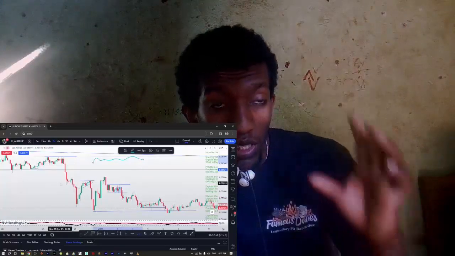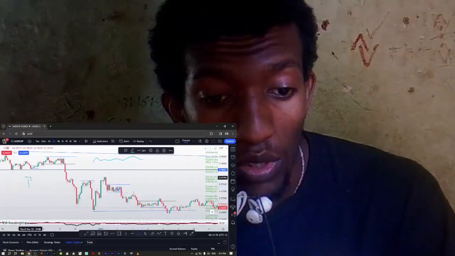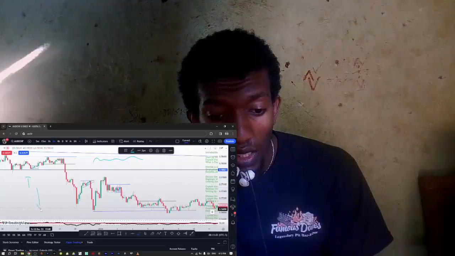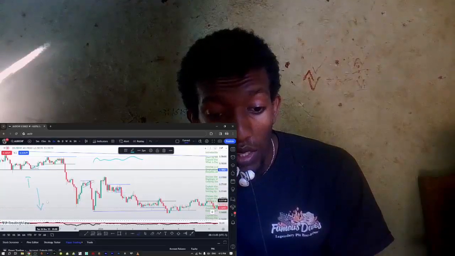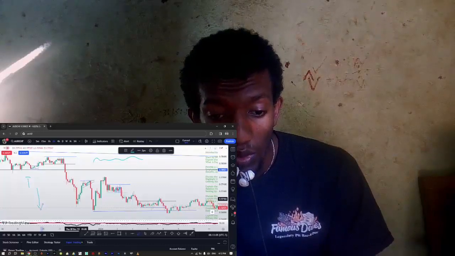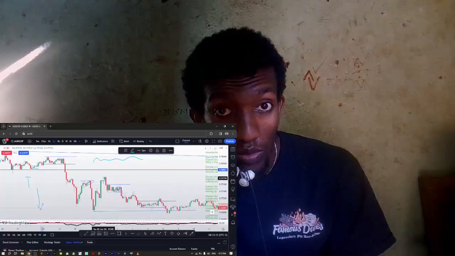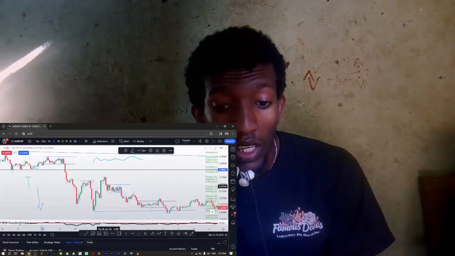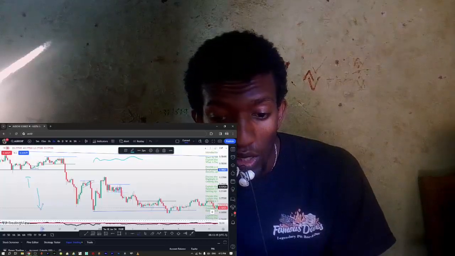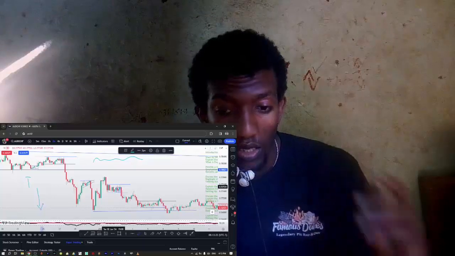So there are 3 market movements. One is, as I told you, the bullish movement, which means upward movement. The other is the downward movement, the bearish movement. This one is bearish, downward movement. This one is bullish, or upward movement. And the other one is sideways movement. So we have 3 market structures.